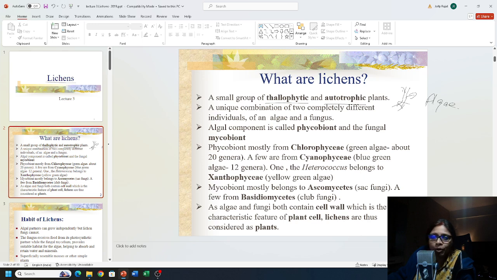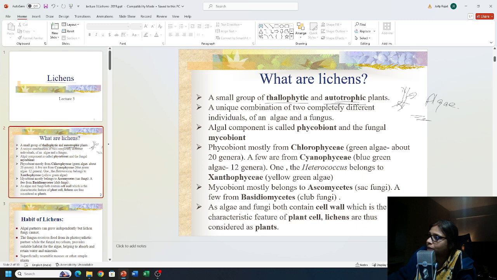If you see a pond or stagnant water somewhere, you'll just see something slimy, and the water is greenish in color. Why is it green? It is actually because of the algae present in the water. And algae means what? These are the thallophytic plants. So lichens also belong to the thallophytic category and are autotrophic.